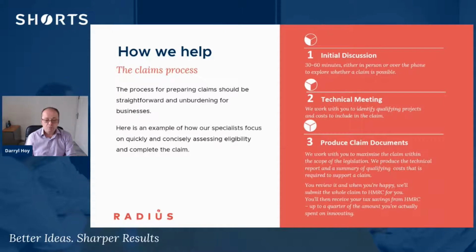And then we'll work and pull the report together into a technical document with all the costs included, which is then shared back with the business to make sure it's all materially correct and you're happy with the claim. We then get that claim submitted to HMRC, and normally within 28 days the claim is processed by HMRC and the money's in your bank account. So a very streamlined process.